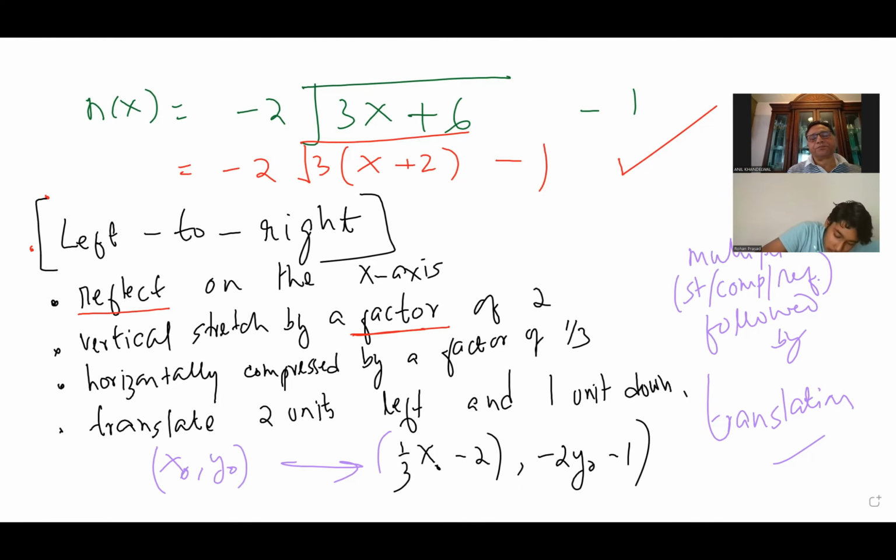Factor of 1/3, translates 2 units left and 1 unit down. So x0, y0 goes to 1/3 x minus 2, and negative 2y minus 1.